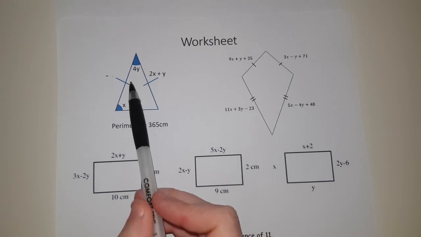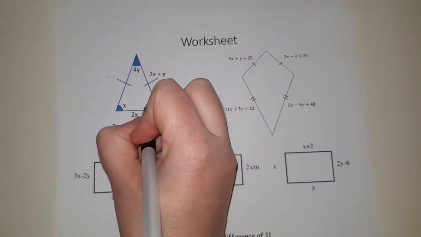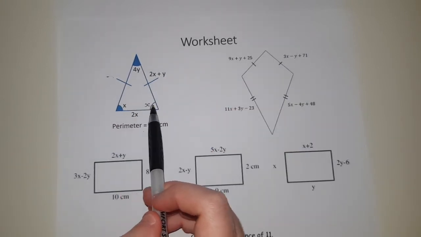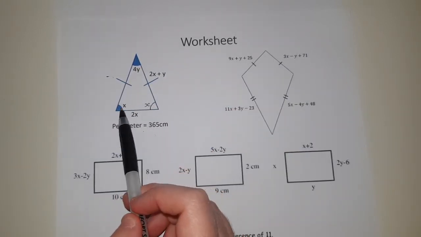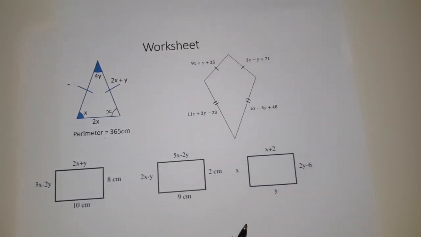And remember what I said about angles in a triangle. This is an isosceles triangle. So this one is x. I know that if I add up the angles in a triangle, I get 180. So I can put these three equal to 180. Then you've got two equations you can solve.